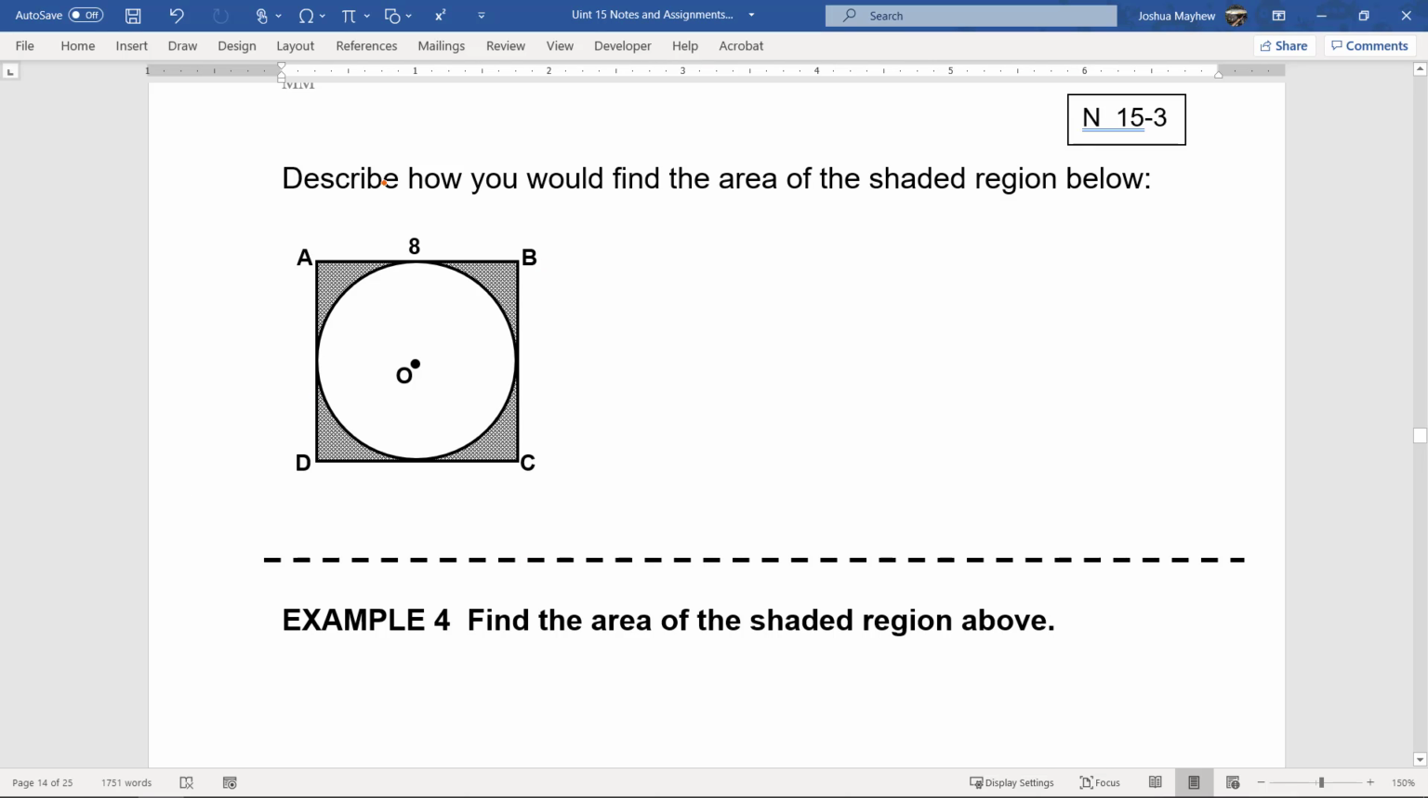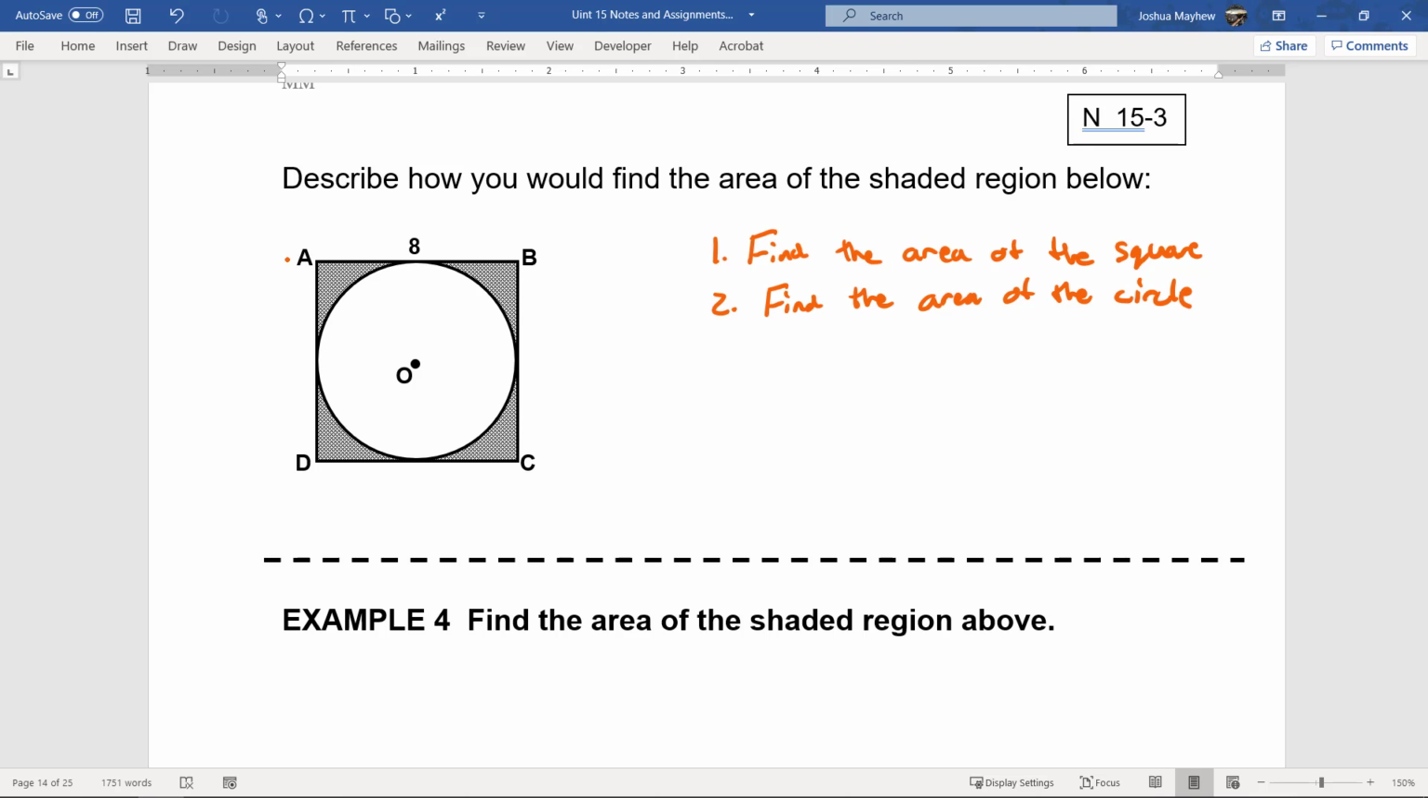So we've got a square and we have a circle. If I was to lay out the steps to find the shaded region, step 1 might be find the area of the square. Find the area of the square would be step 1. Maybe step 2 would be find the area of the circle.